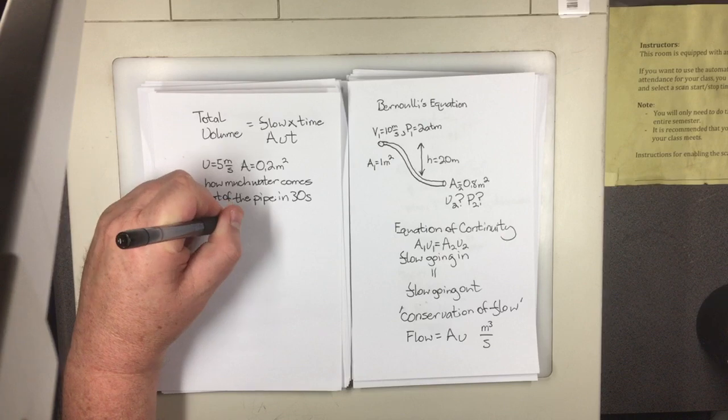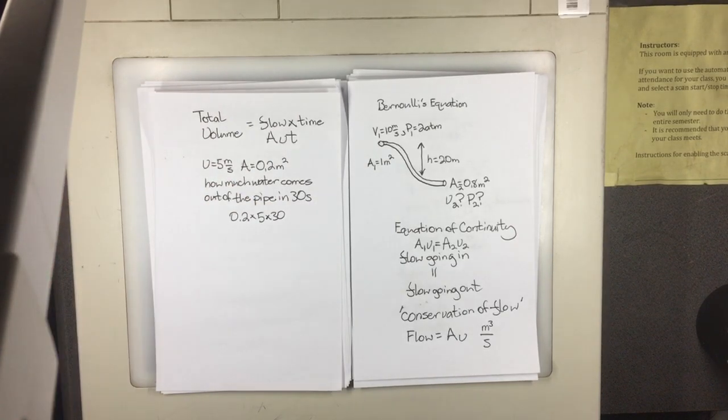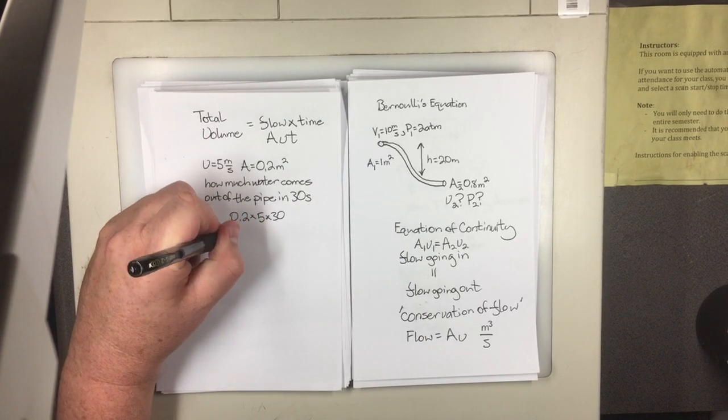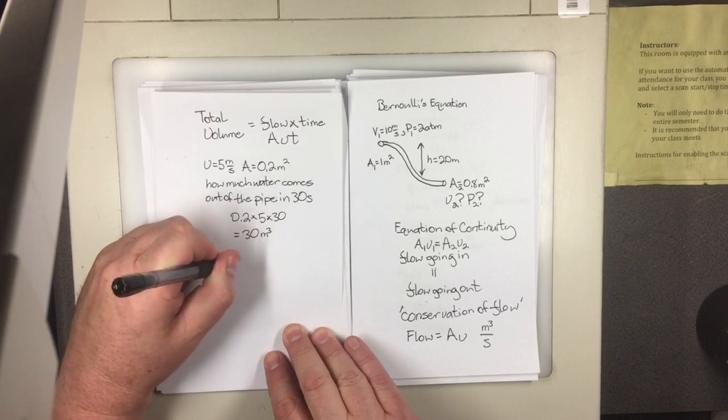So this is 0.2 times 5 times 30. 150 times 0.2. Oh, actually, it just cancels out. 30 cubic meters. And so we get 30 cubic meters out of this. So the equation of continuity can be used to determine the total volume passed out given the time. And it can determine the velocity of fluids coming out of changing area pipes.